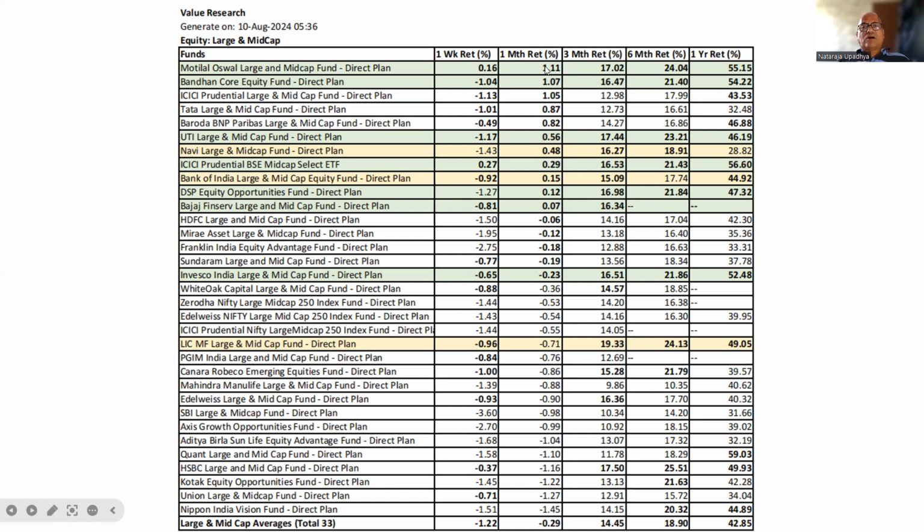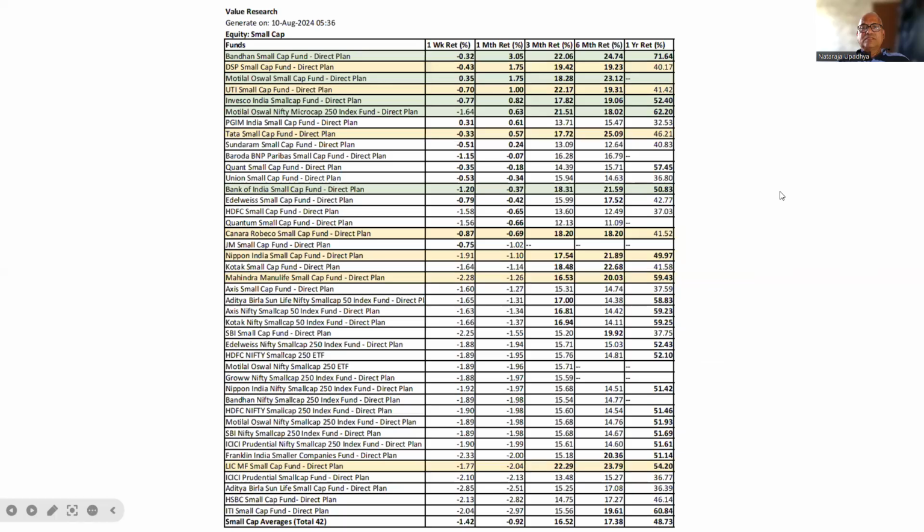The top monthly return is 1.11% and the lowest is minus 0.23% among the ones that are green. And top annual return is by Motilal Oswal Large and Mid Cap Fund at 55.15%. Next, we are discussing small cap funds. See, small cap funds are in the middle among the top 20. So they are not that favored.